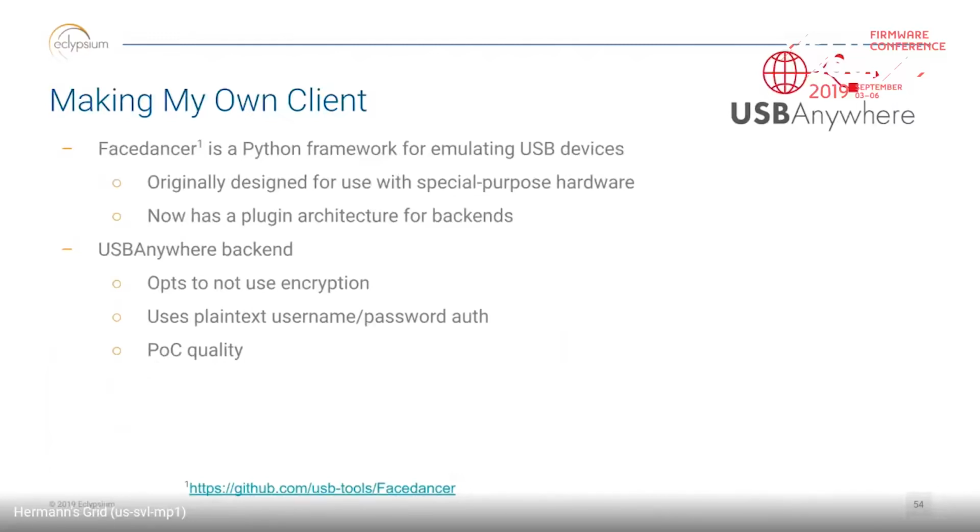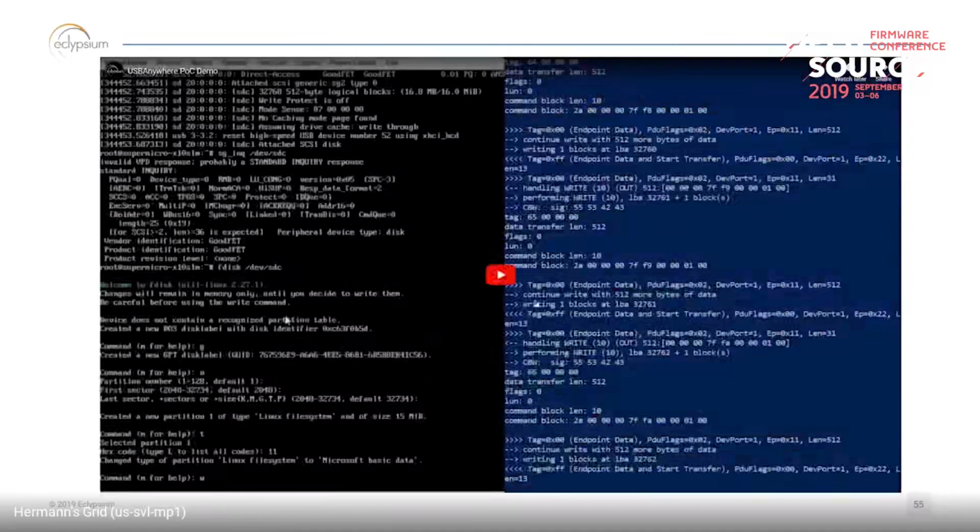So I just implemented a new backend, right? I don't use encryption. I use plain text, username and password. And this is proof of concept quality, right? So it's not excellent, but it's good enough. So what can I do with this?